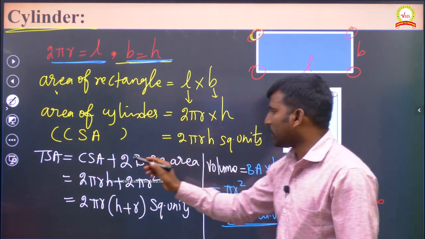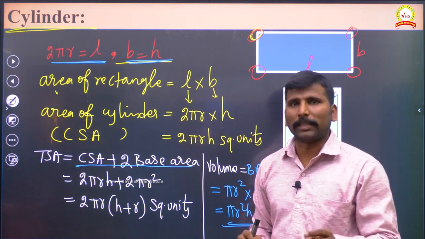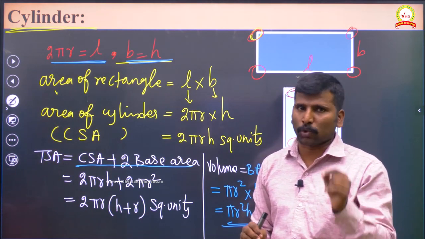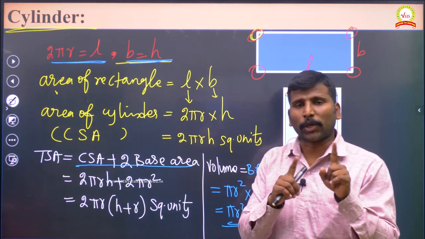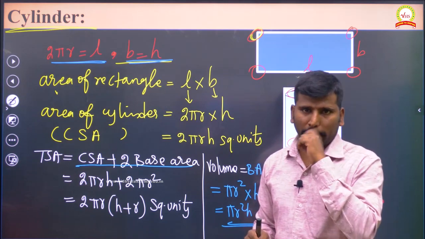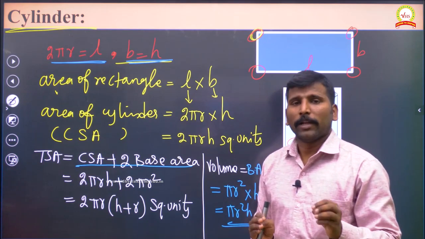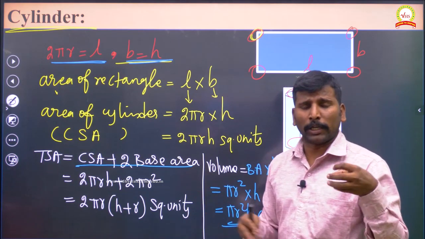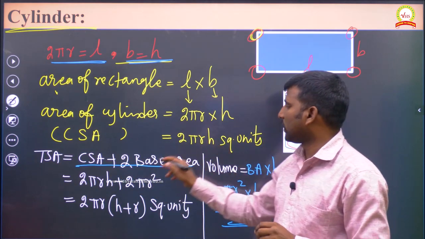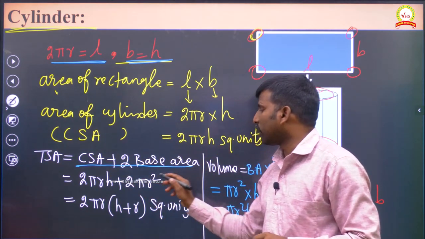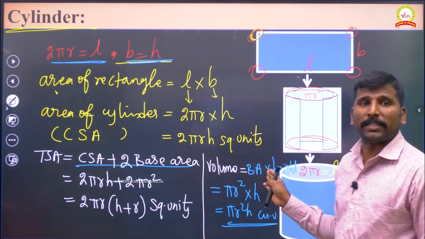Total surface area, I told you already: total surface area equals CSA plus top area and bottom area. I have already explained this in the previous video, where we saw the cube and cuboid. Those who haven't seen it, please go and watch it. I have clearly explained what TSA is. The video link will be given in the description, so go and watch it. Okay? Right, fine. So CSA here we have 2 pi r h plus 2 times the base area. That's it. When we take the common factor, we get this formula. And volume I told you already, base area into height.